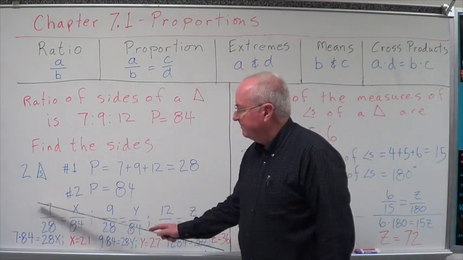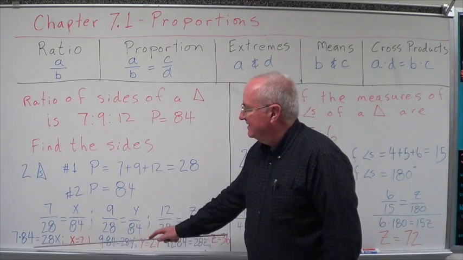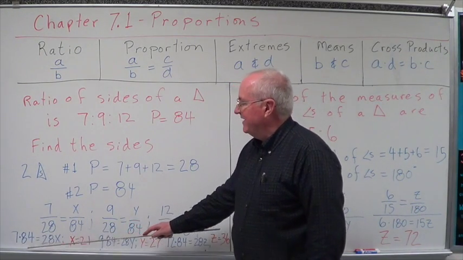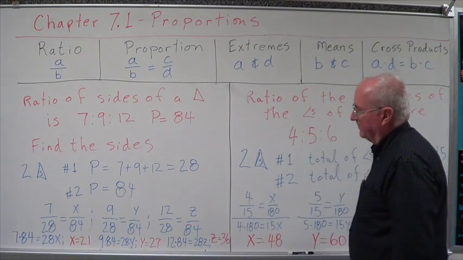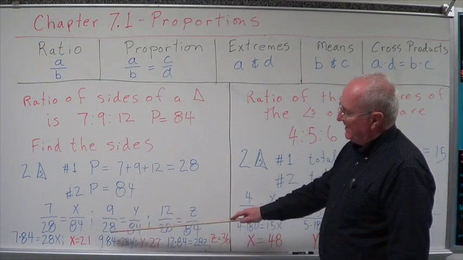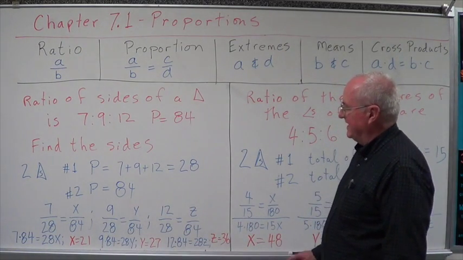We set that up, get our cross products, extremes equals the means. 7 times 84 equals 28x, and when we do that math, we come up with x equals 21. Same thing, the second one is 9 is to 28 as y is to 84. Do the same thing, y equals 27.